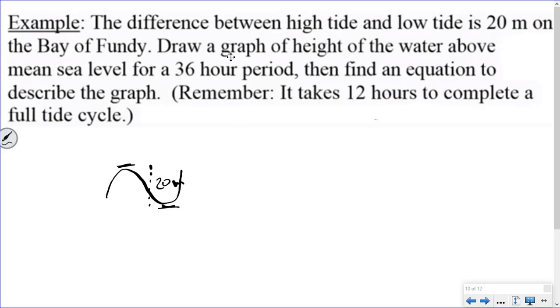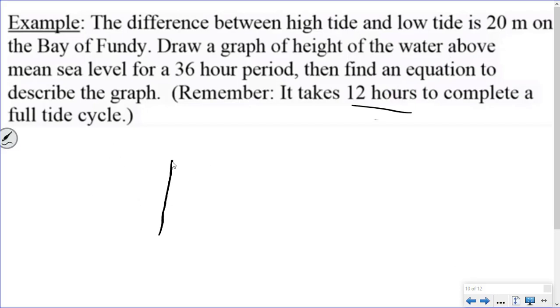And then the question wants us to draw a graph of the height of the water above mean sea level for a 36-hour period. It's not saying the period of my graph is 36 hours. It's telling us the period of time that we're considering. Again, when we're talking about tides, it takes 12 hours to complete a full tide. So this is asking us to graph 3 full periods of my tide. We don't know necessarily how high the tides are, but this wants us to make a graph that is relative to the mean sea level, or the halfway point between high and low tides.